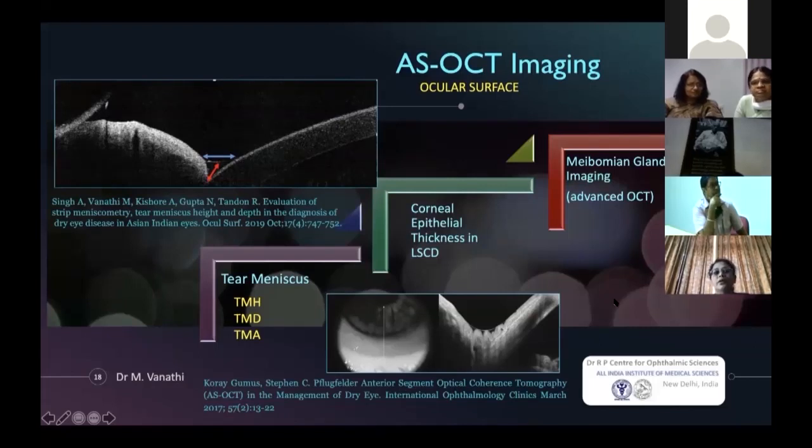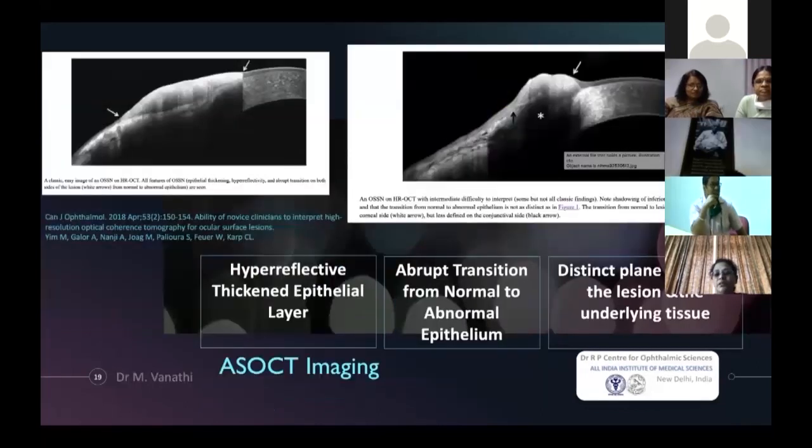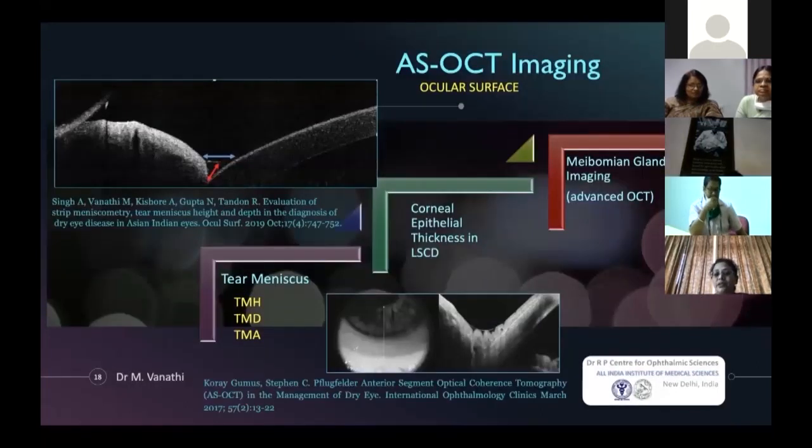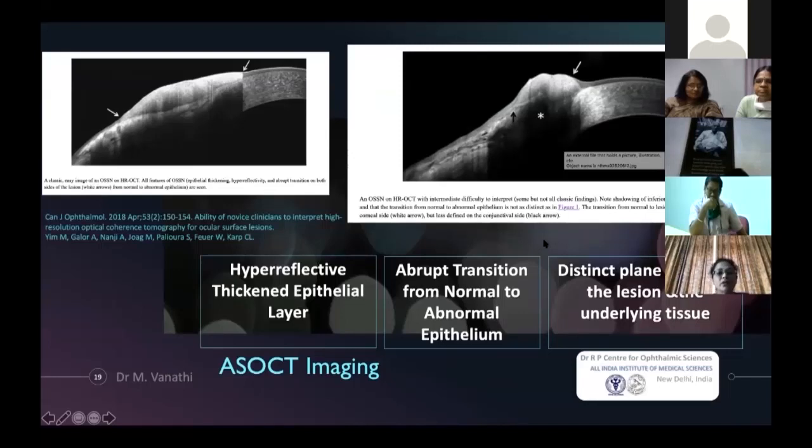Moving on to the ocular surface, for tear film evaluations it is a very useful imaging modality. The advanced ones also help you to image the meibomian gland, but it's not much into commercial use these days. The corneal thickness and epithelial thickness is another important factor when you're looking at limbal stem cell deficiency patients. ASOCT in OSSN has been well described, with wonderful papers by Dr. Carol Karp and her team.